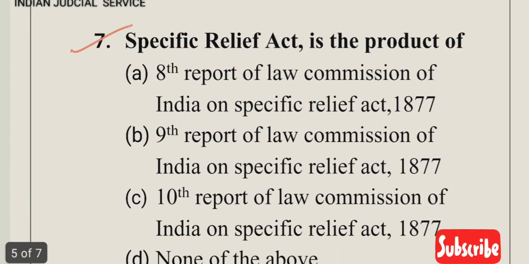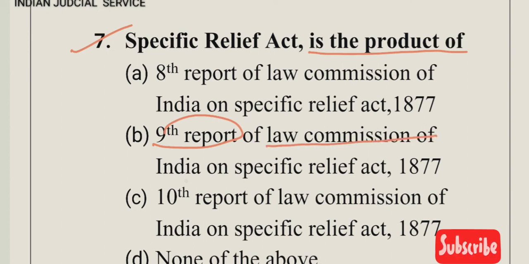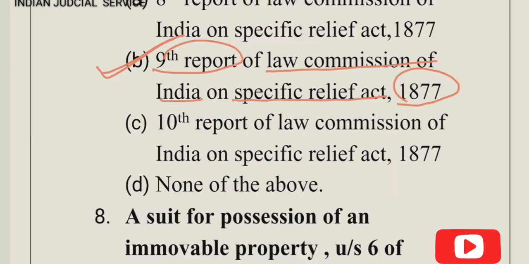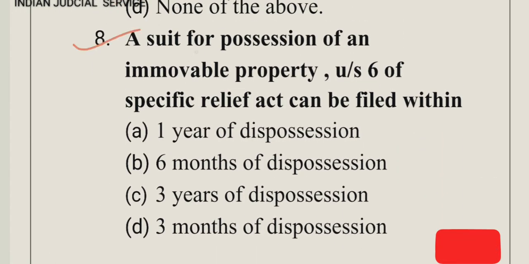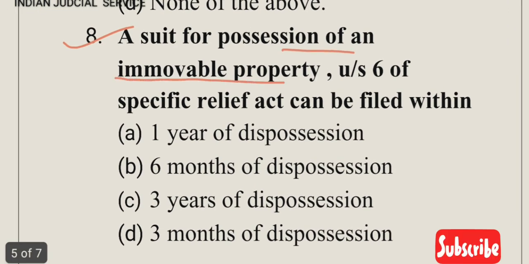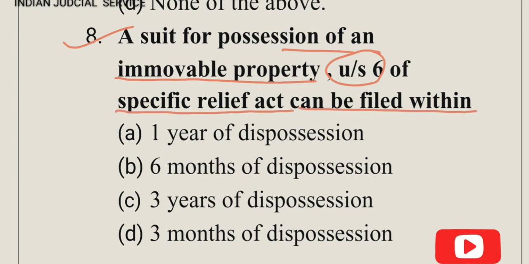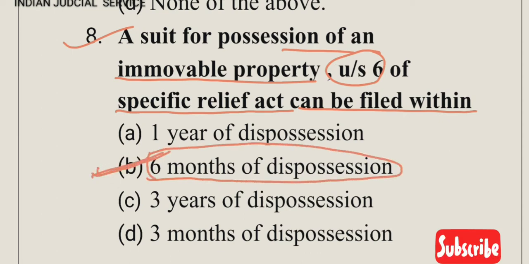Now question number 7. The Specific Relief Act is the product of, so clearly the Specific Relief Act is the product of the 9th report of the Law Commission of India on the Specific Relief Act 1877. So the answer here is option B. Now question number 8. A suit for possession of an immovable property under section 6 of the Specific Relief Act can be filed within, so it can be filed within 6 months of dispossession. So the answer here is option B. And this is clearly provided in section 6 subsection 2 clause A. So the answer here is option B.